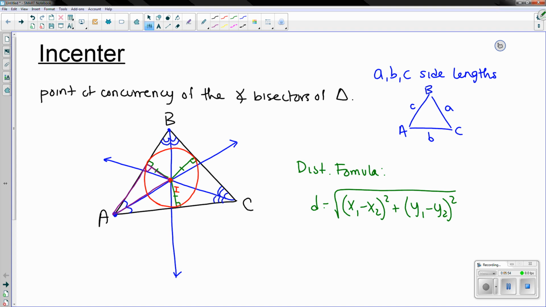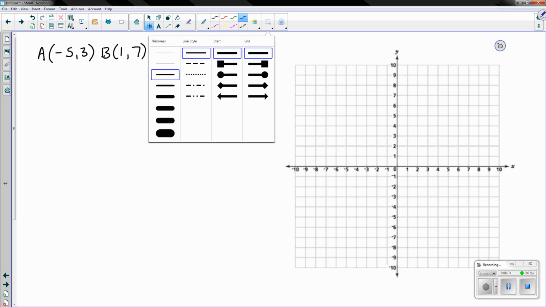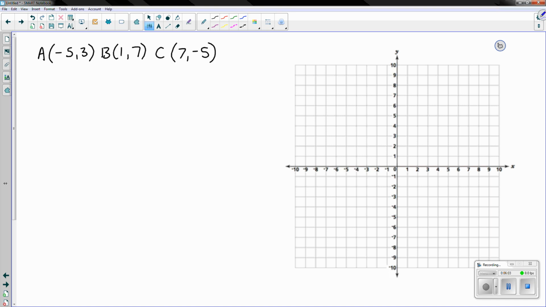So now let's jump over to an example on how to actually find the incenter. We have 3 coordinates here, and I have a coordinate plane off to the side, and I'm going to plot those points first because we're going to need to find some side lengths, and one way I'm going to do it is using the Pythagorean theorem. So we're going to do -5, 3 as our first point. We'll label that A. We have 1, 7 as our B, and C is 7, -5. So we have our formula, which we'll rewrite again.